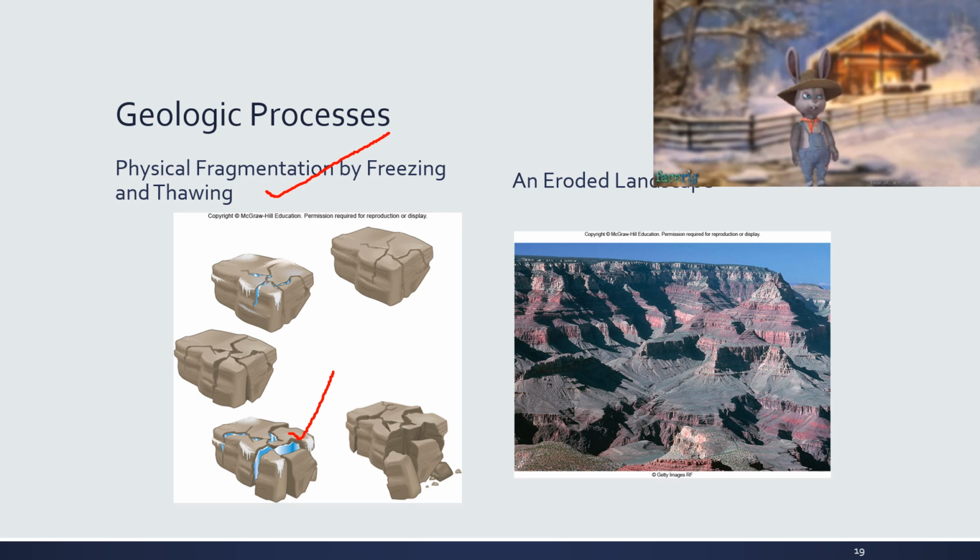Rocks can expand and contract on their own. So this is typical of what's called fragmentation. And even bricks undergo this. The material you build houses with can undergo this. This is more of an eroded landscape.